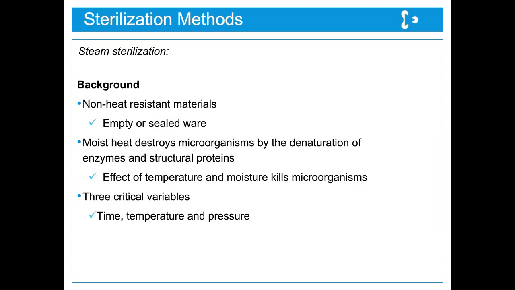Now let's get into steam sterilization. Instead of ethylene oxide gas, there's actually heated moisture that is utilized. The heated moisture destroys microorganisms by denaturing the enzymes and the structural proteins. Therefore, it's the effect of temperature and moisture that actually kills off the microorganisms. Now, this is a high temperature sterilization method, so you do not want to use materials that are heat sensitive. It's critical to note that you can use empty ware or sealed ware. And I'll touch on this shortly. Probably, it's actually my next slide where I actually compare and give you a quick tip. And also, there's three critical variables for steam sterilization. It's time, temperature, and pressure.